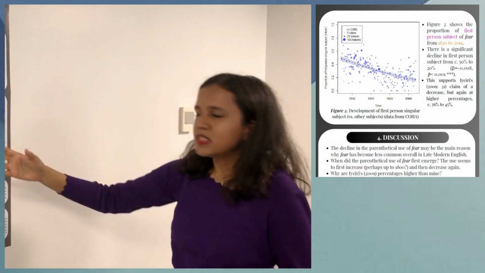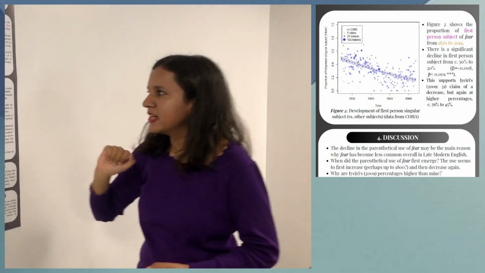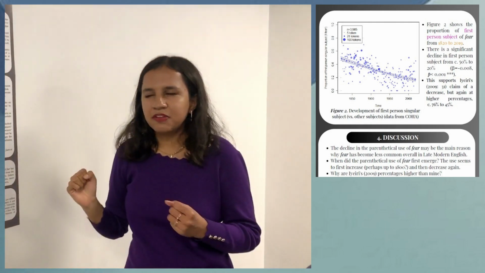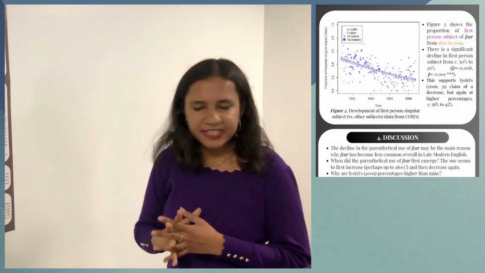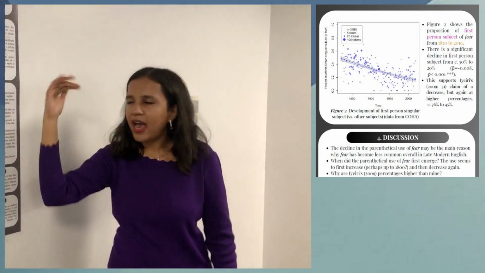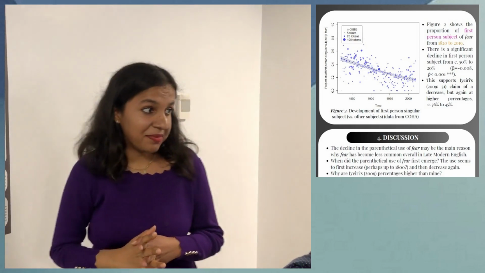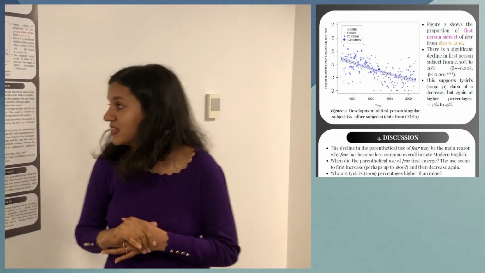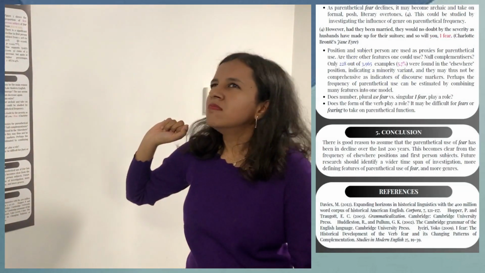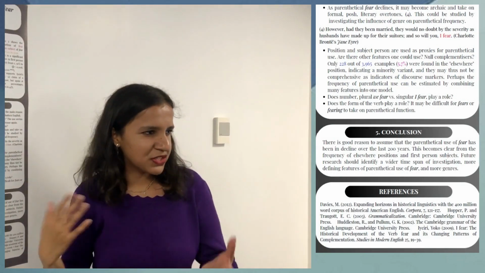Maybe this is the reason why fear has become less common overall in modern English. Also, when did parenthetical use of fear first emerge? The use seems to first increase perhaps about 1800, and then there is a decline. Why are Iyeiri's percentages higher than mine? This could also be a good research question. And also, maybe we could target different genres such as old-fashioned TV shows or historical texts.